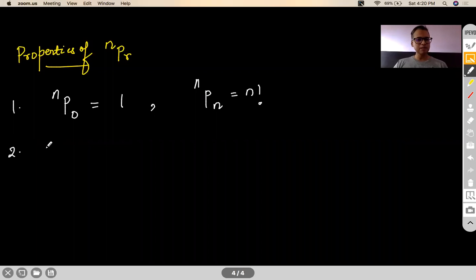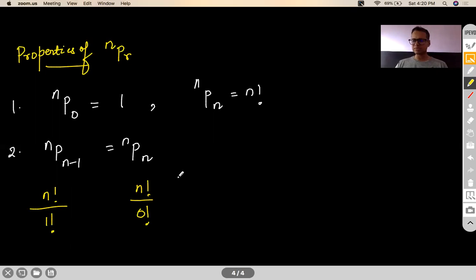Second property is NPN minus 1 is same as NPN. Now you will say very obvious, sir, because NPN minus 1 is n factorial by 1 factorial, and this guy is n factorial by 0 factorial, and both are same. That is fine. But I would like you to prove this by logic. Can you logically prove by the definition of NPR how NPN minus 1 is same as NPN? Just by definition. Anybody would like to unmute himself or herself and discuss with me?